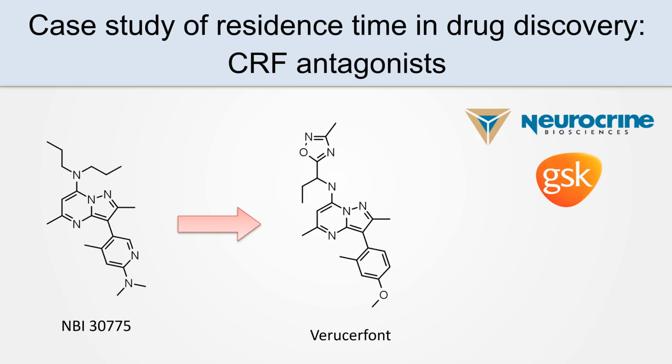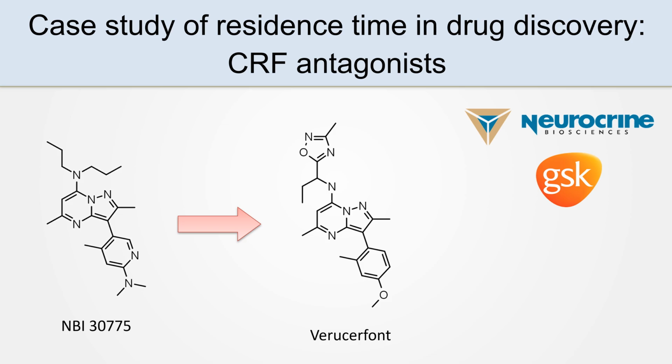Now we're going to put all this together with a case study from drug discovery. This is from a project I was involved with. At Neurocrine Biosciences, in partnership with GSK, we were developing antagonists for the corticotropin releasing factor receptor. CRF is a stress hormone and neuromodulator implicated in neuropsychiatric disorders and endocrine diseases.